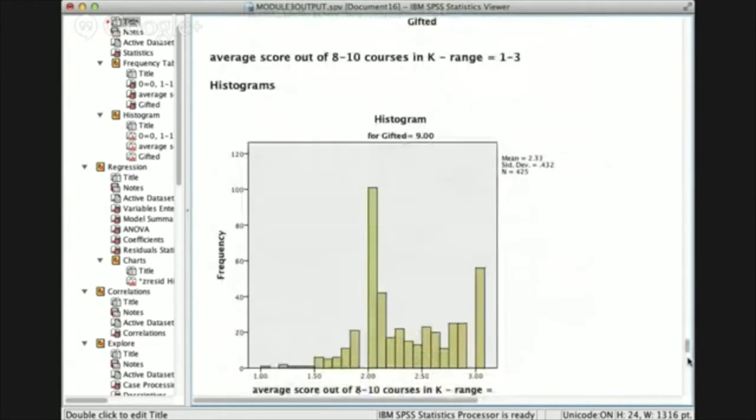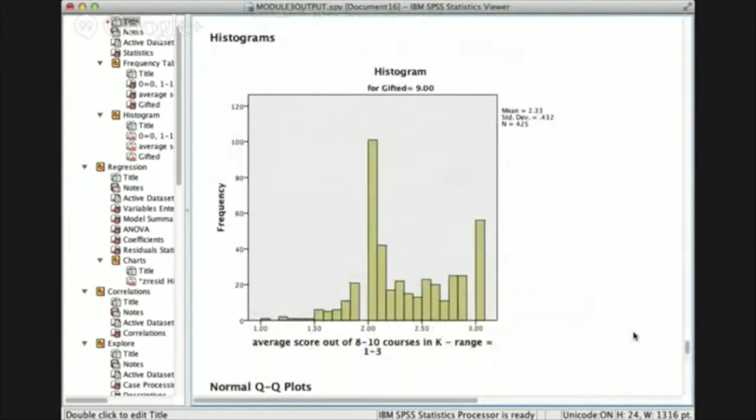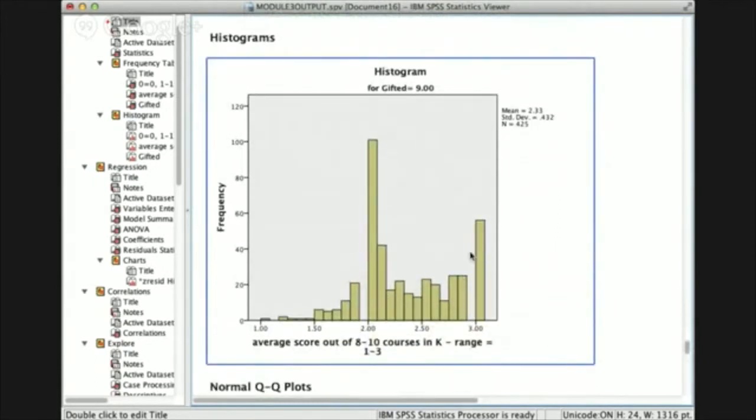So here is the histogram for their mean grades for gifted kids. And you don't see that peak at 3 like you do in the other histograms. So I thought that was really interesting.